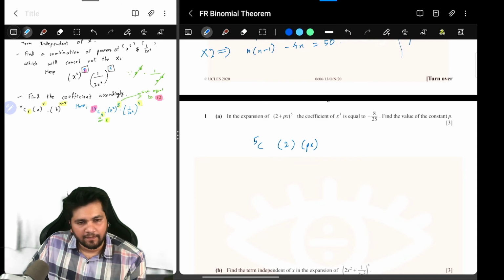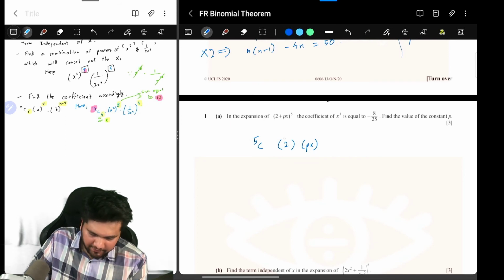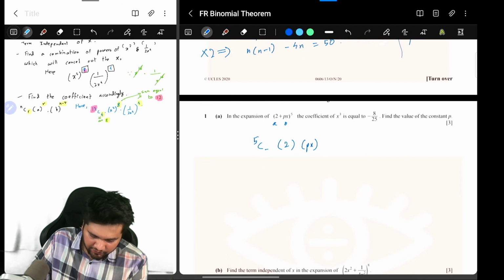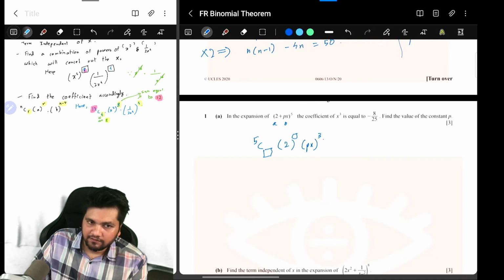Can you repeat one? There will be a, this is b, so there has to be nC, so 5C. Did you understand the structure? All we need is to fill these values 1, 2 and 3. We want x cube, so definitely here it will be 3, correct? Pay attention everyone, it will be 5C3.